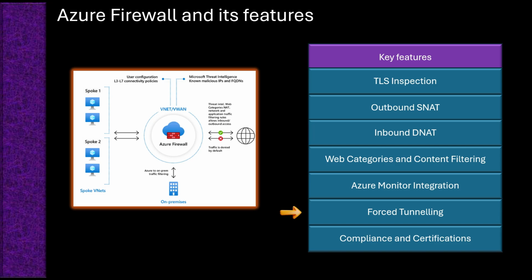Using the force tunneling option, you can direct all outbound internet traffic through a designated next hop, such as an on-premises firewall or another network appliance, which gives you control over how traffic flows between Azure and the internet. Azure Firewall meets major compliance standards, including PCI, SOC, ISO, etc., which makes it a trusted choice for security in regulated industries.